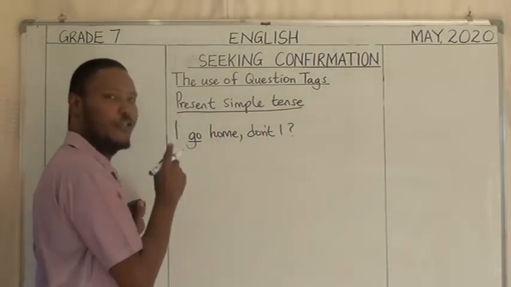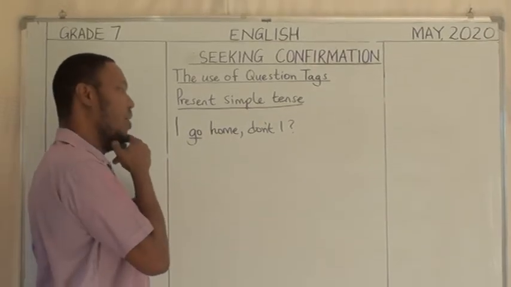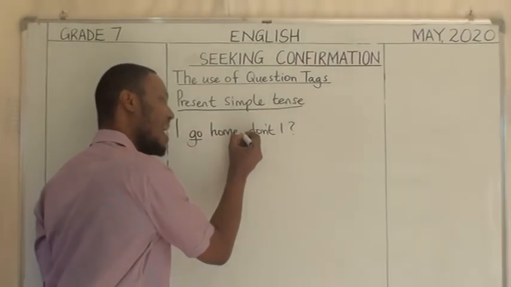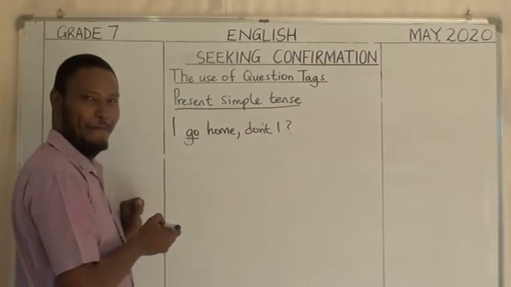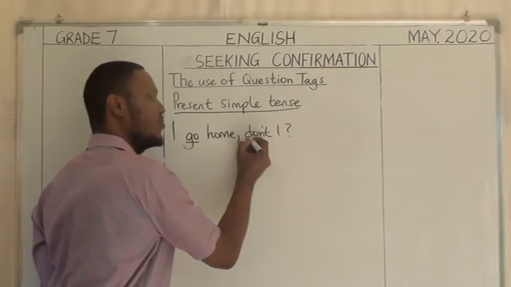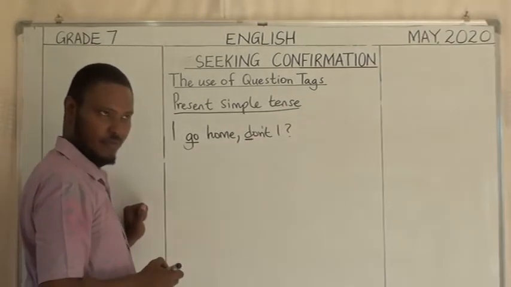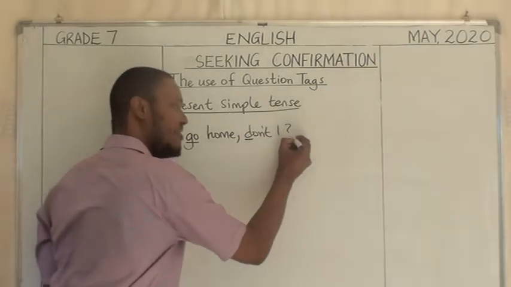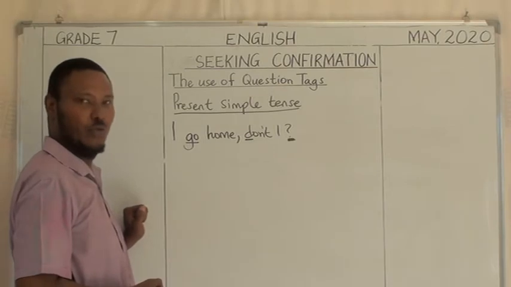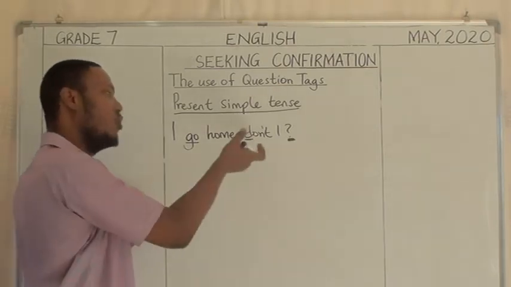Now, I want you to notice something here. When you are adding a question tag, we put a comma after the statement. Then the first letter of the question tag starts with a small letter. And at the end, we have a question mark. These are things that we got to be very careful about. So, I go home, don't I?